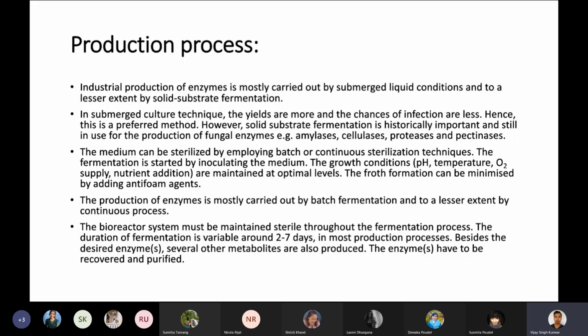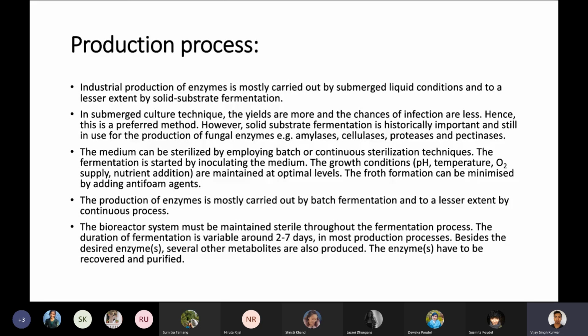So normally the fermentation process can take a variable amount of time, 2 to 7 days, right? There can be some desired enzymes produced during the time and other non-desired metabolites are also produced, and we have to be able to recover and purify the desired enzyme. So this is about the production process.